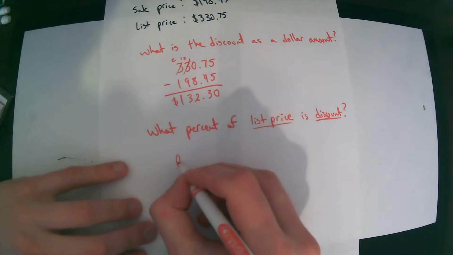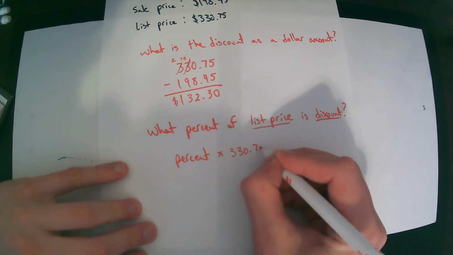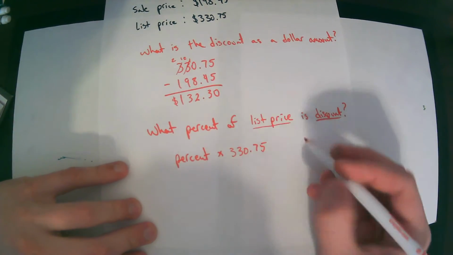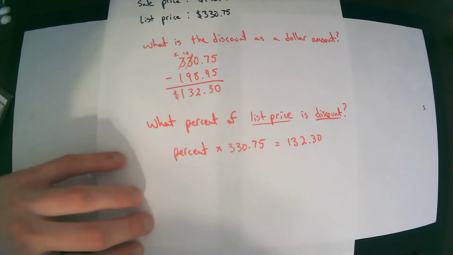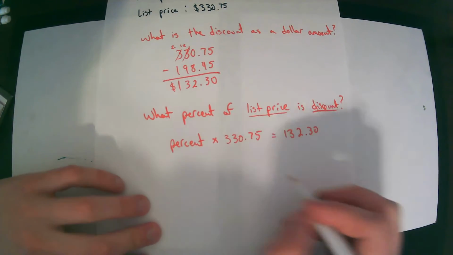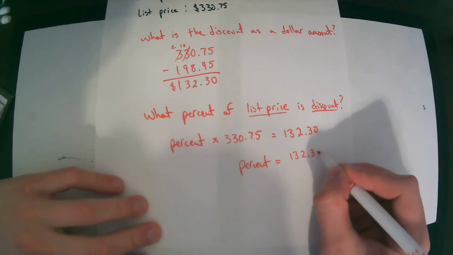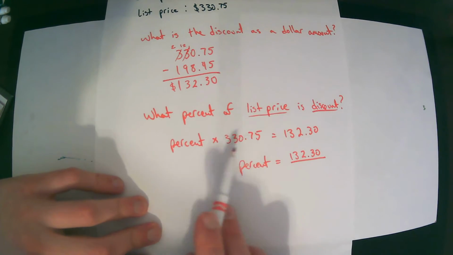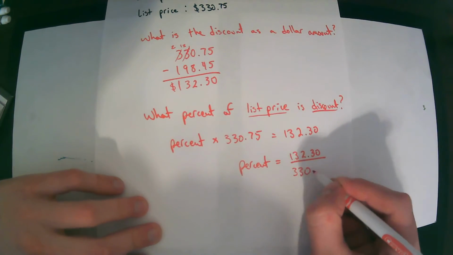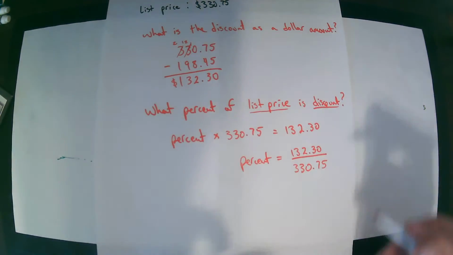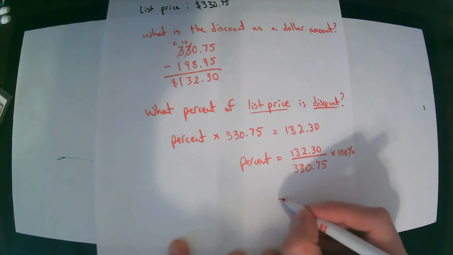So, in other words, I'm saying some percent times 330.75. Remember, of means multiply here. Is means equals. Dropping the dollar signs because I'm about to do math with these. So my percent is equal to, of course, how do I solve for the percent here? Well, it's attached by multiplication to this 330, so I'm going to divide that over to isolate my percent, and tack on the times 100% to get it as an actual percent instead of a decimal.